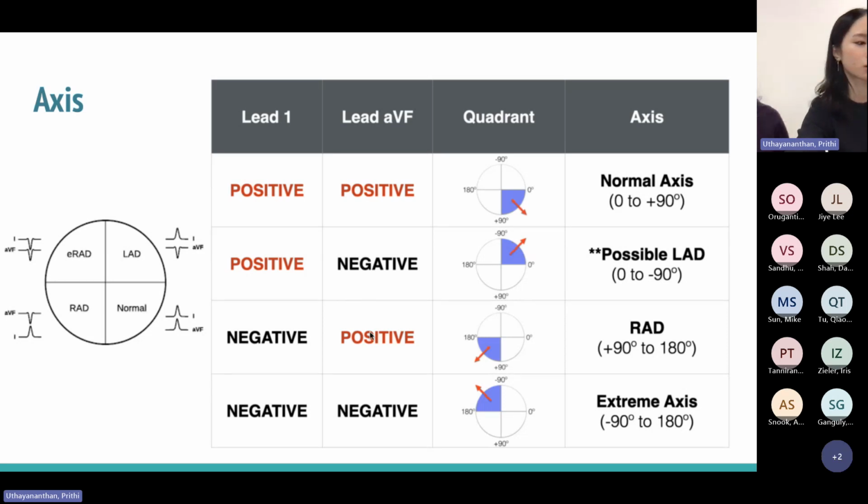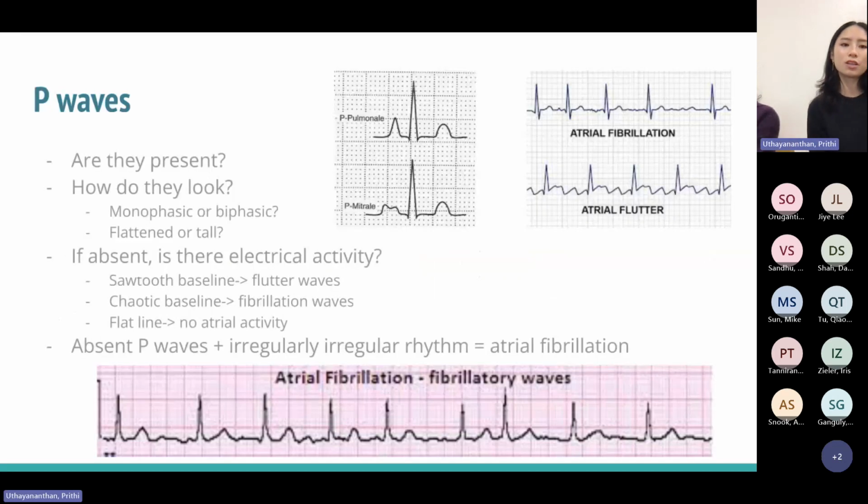Might help you remember. And the next thing you want to look at is the P waves. So you want to see if they're there, what do they look like? Are they monophasic or biphasic, which basically just means, does it have two peaks or one peak? You want to look at if it's flattened or tall as well.